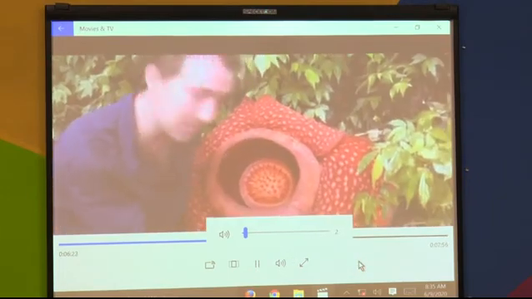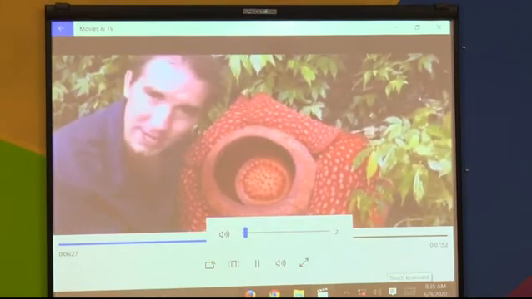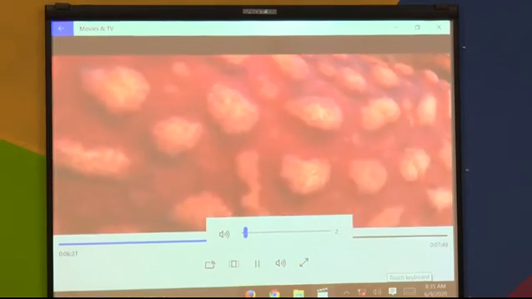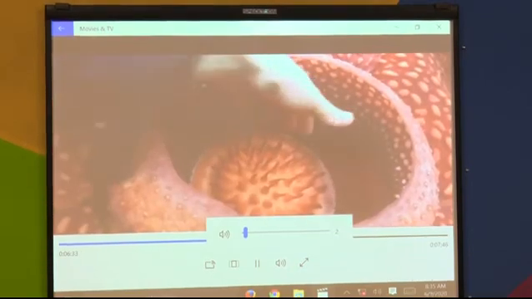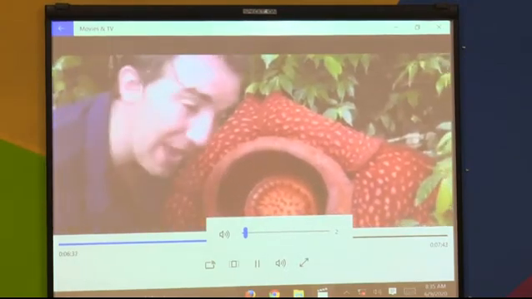So I am going to mute this video and I will explain only. You can see here a Rafflesia flower which is having 5 petals, which are a little bit orange or reddish orange in color. We can say it is looking like a carrot.